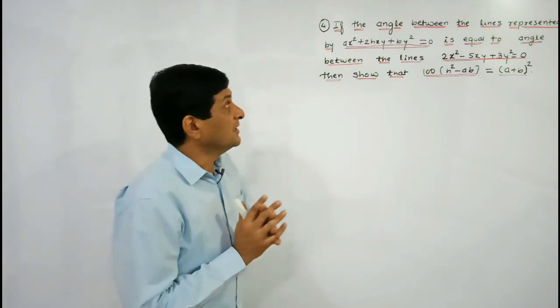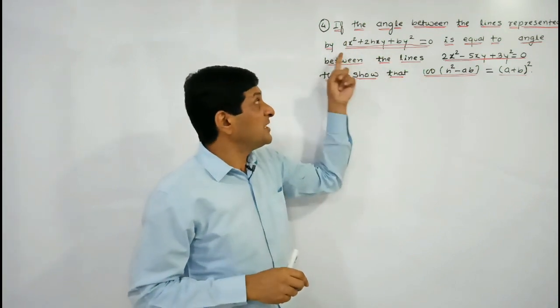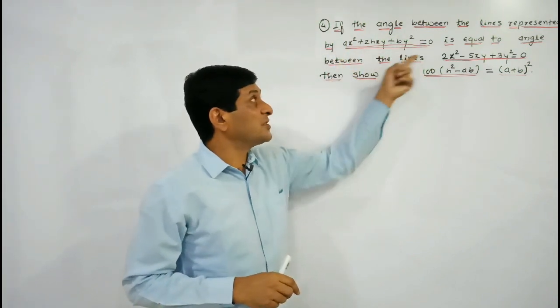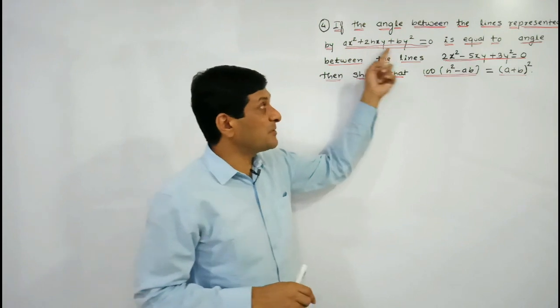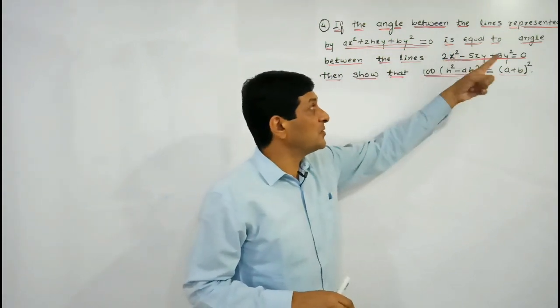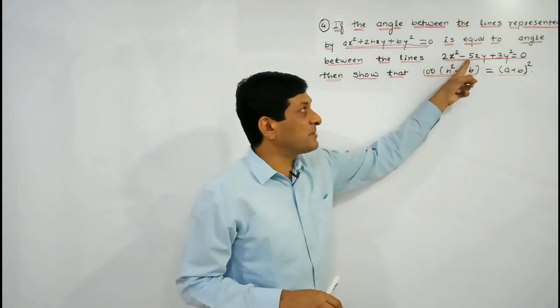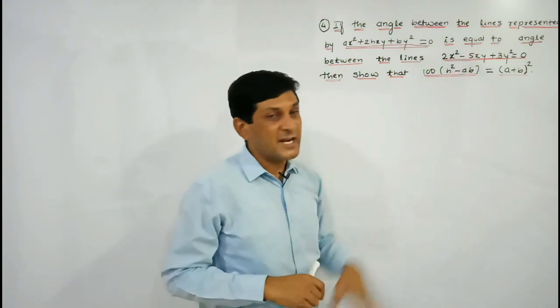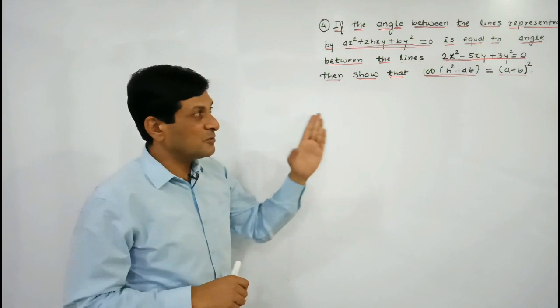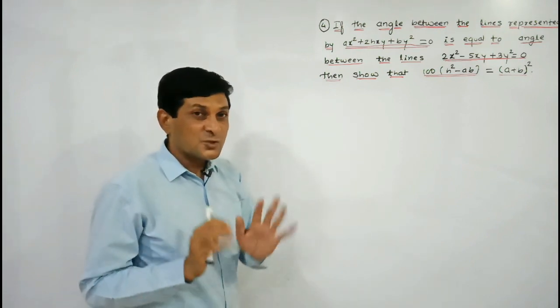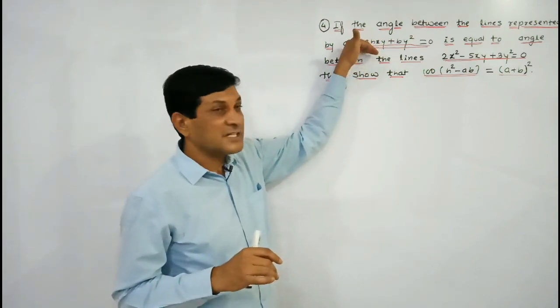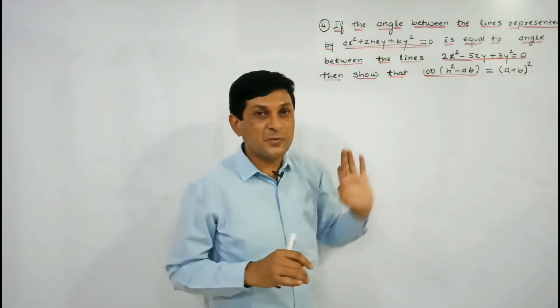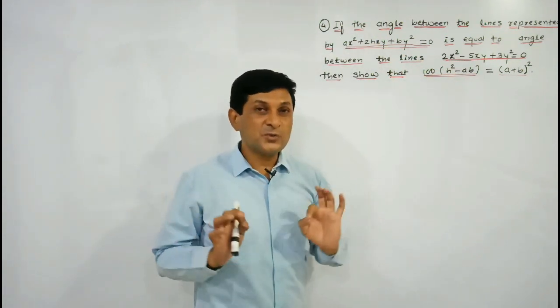In this example, the condition is that the angle between the lines represented by this homogeneous equation ax square plus 2hxy plus by square is equal to 0 is equal to the angle between the lines represented by the second homogeneous equation. Using this, we have to prove that 100h square minus ab is equal to a plus b whole square. So the angles between the lines represented by the first equation and second equation are equal. We have to use this condition.